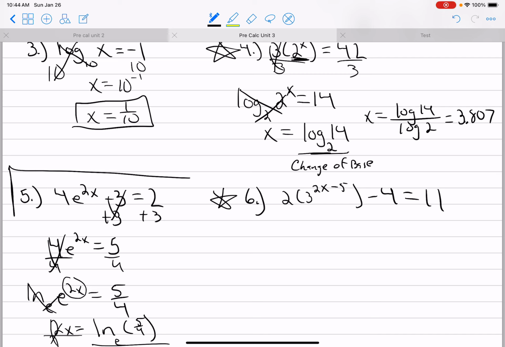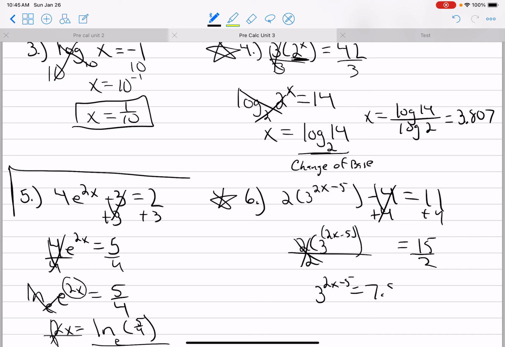Let's hit it. All right, so you're like, boom, let me get rid of this 4 plus 4 plus 4. Boom, that makes a 15. That makes a 2 times 3 to the 2x minus 5. And then you're like, oh snap, we got to get rid of that 2. It's multiplied by 2, so I'm going to divide. 3 to the 2x minus 5 equals 15 over 2, which is 7.5. Did that in my head.